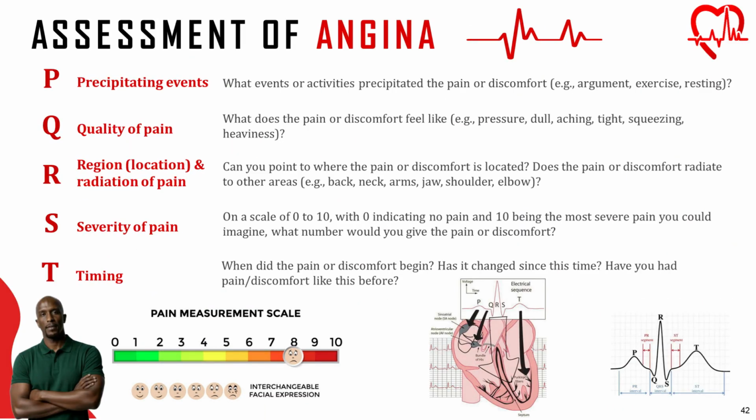Assessing angina involves understanding precipitating events like exercise or rest and the quality of pain, such as pressure or tightness. Identify the pain's location and radiation to areas like the neck or arms. Evaluate severity on a 0 to 10 scale and consider timing, including onset and changes over time.